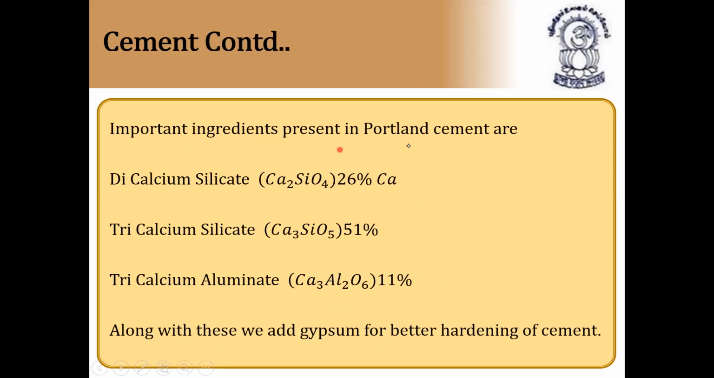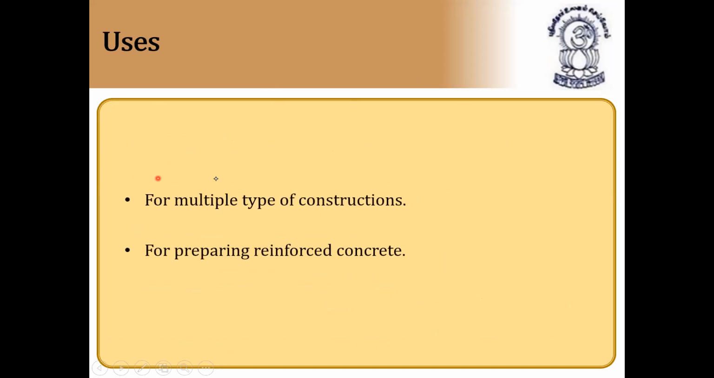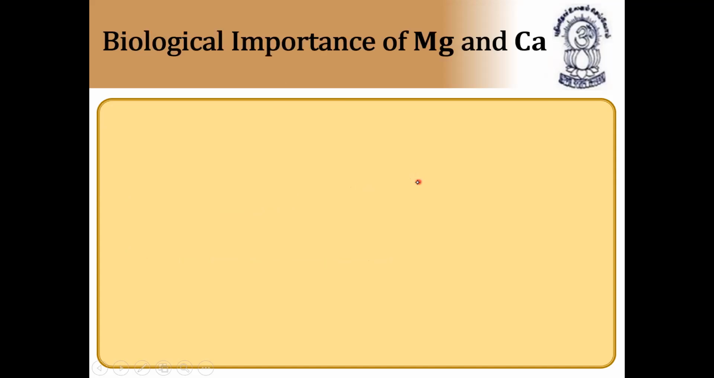Important ingredients present in Portland cement are dicalcium silicate, tricalcium silicate 51%, tricalcium aluminate 11%. Silicon dioxide and aluminum oxide combine with calcium and form tricalcium silicate, dicalcium silicate, and tricalcium aluminate. Along with this, we add gypsum for better hardening of cement. Very, very important. Definitely you'll get one question based on cement. What are the uses of cement? For multiple types of construction, for preparing reinforced concrete. So we already know cement is mainly used for construction purposes.